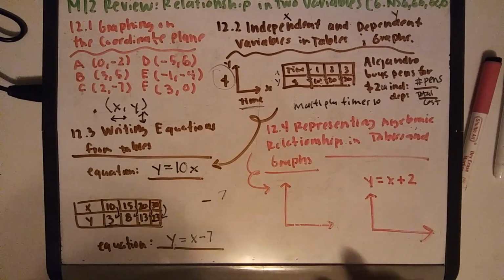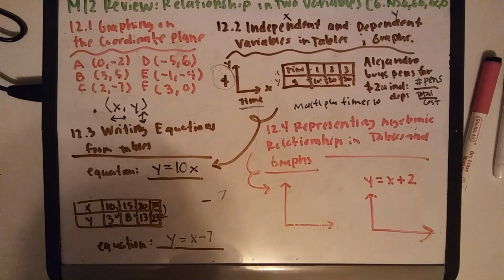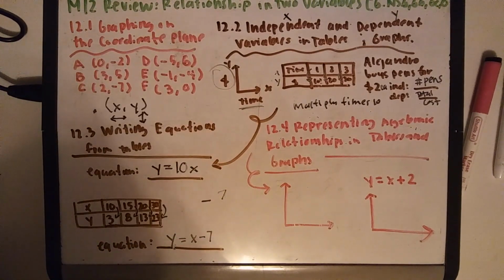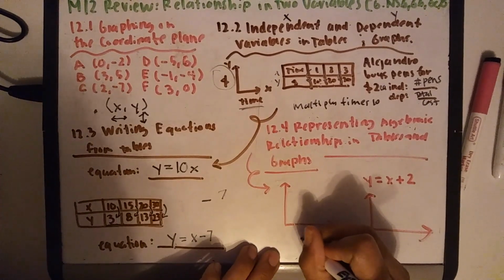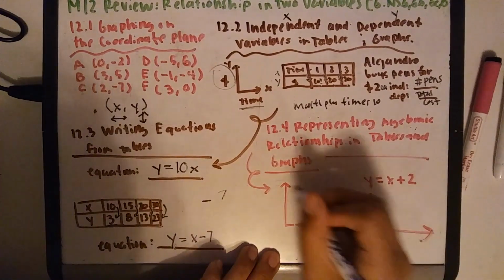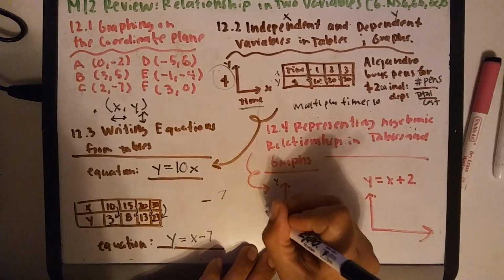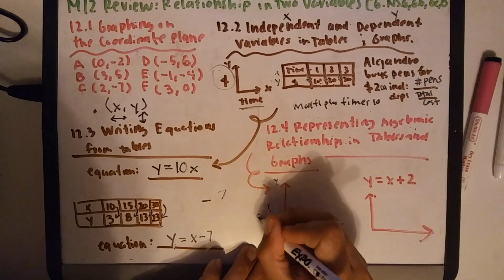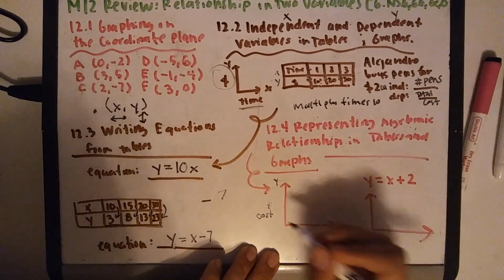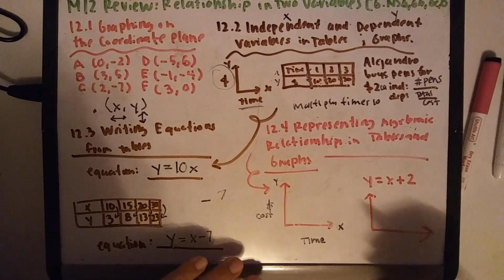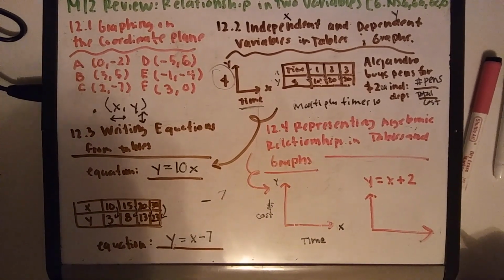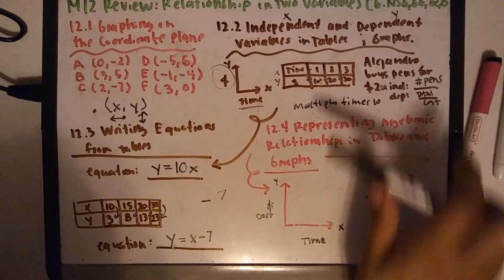Okay. We're going to represent algebraic relationships in tables and graphs on the graph. So let's go ahead and do this one. We're going to use this as an example that was already given to me. I have time here, which is my x, and then on my y I have the cost. So let's say cost. Let's just say we're buying calculators. Oh no, because it's time. So I'm working, and I get that much money every hour.